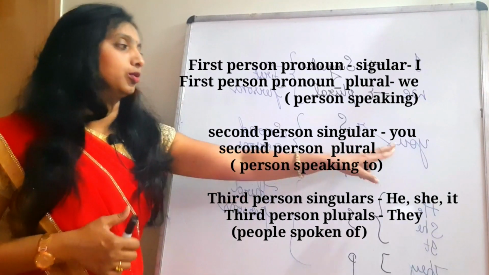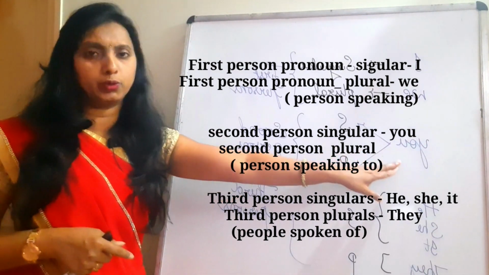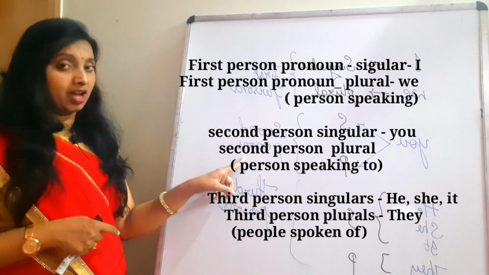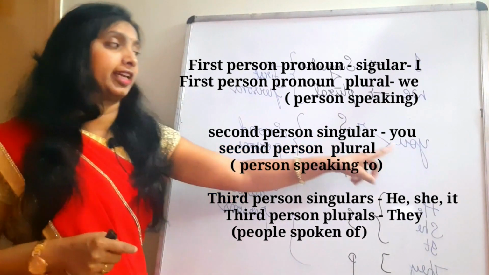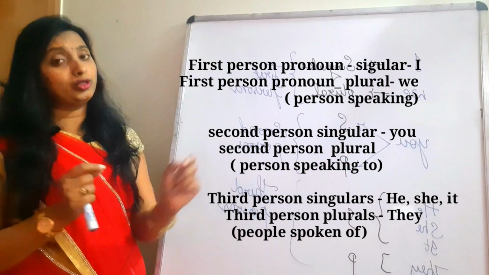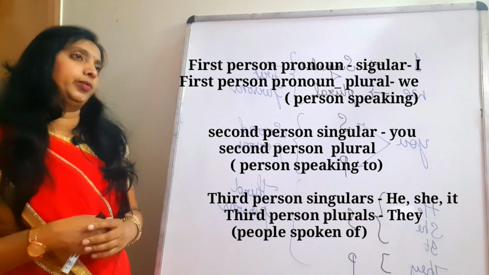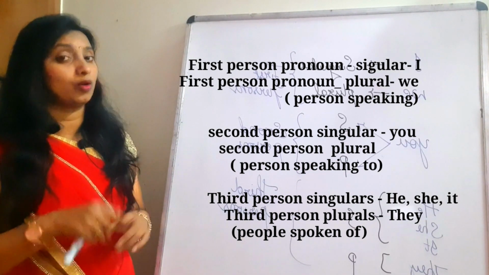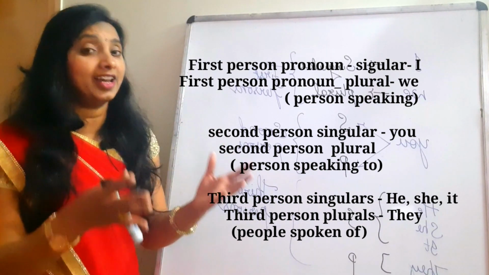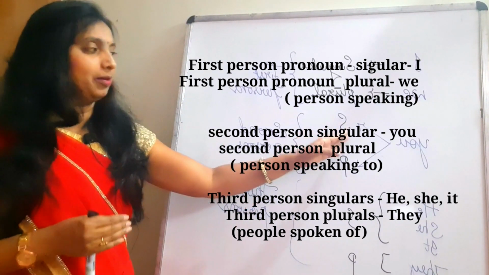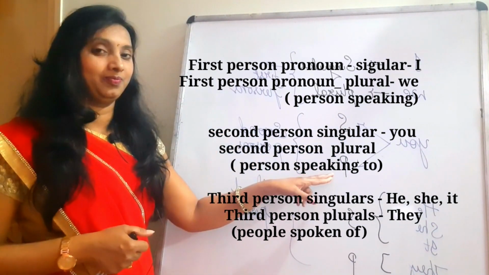Now, I'll go to second person pronoun. Second person pronoun is you. You can be singular and it can be used as plural also. How is it? I can say, you are my friend for one person. If there are many people also, I can say, you are my friends. So, this can be used as singular and also as plural.